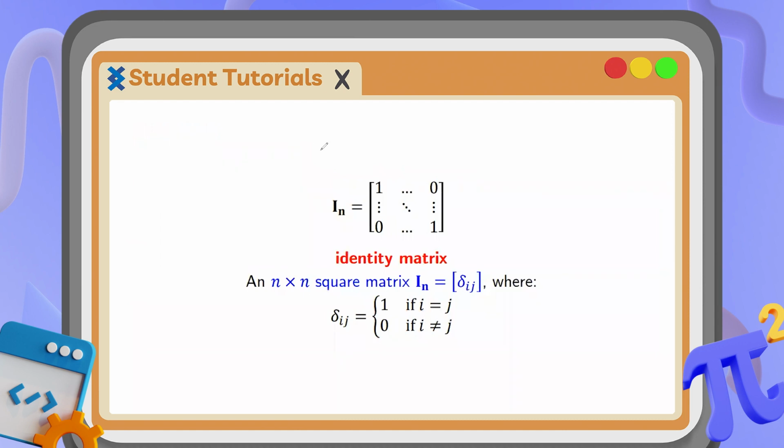So now we have different kinds of matrices that you will encounter. First is the identity matrix, which is an n by n square matrix, I sub n equals delta ij, where delta sub ij equals 1 if i is equal to j, and 0 if i is not equal to j, which basically is a square matrix where the diagonal is full of ones. So if you have a square matrix over here, only the diagonals would have ones, and the rest would just be 0.